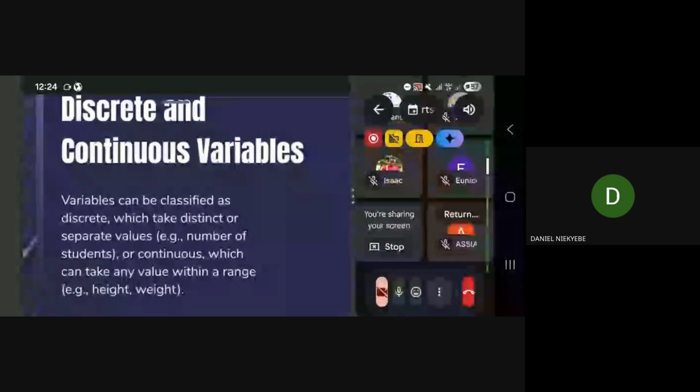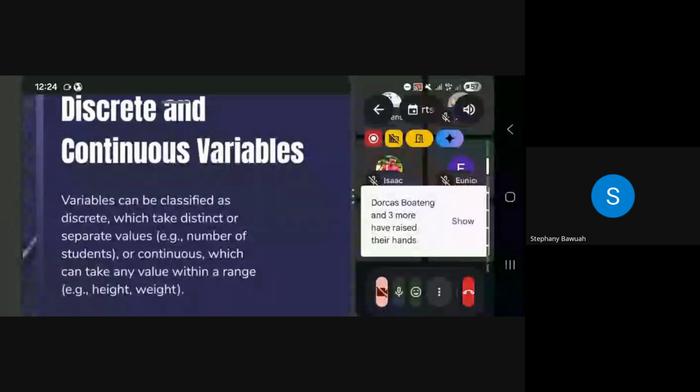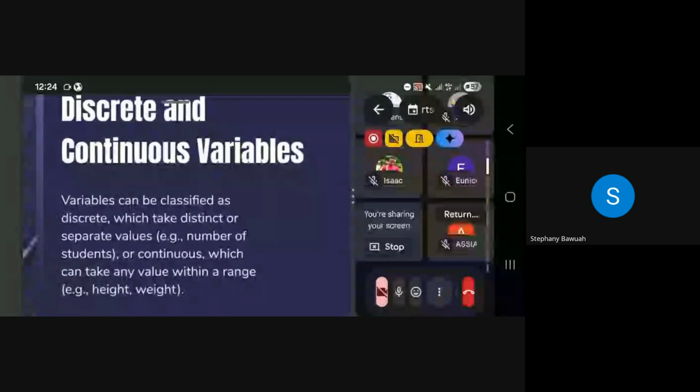Thank you. Stephanie, your hand was up. Madam, the discrete data involves what is countable, and it's always written as a whole number. Like a number of students, when we count the number of students in the class, we can't get a point or a decimal. But the continuous is measured variables within a range. So like the height of a person, the temperature, there is always a point. It's not always a whole number. But with the discrete, it's always a whole number. Thank you. Okay. Thank you.